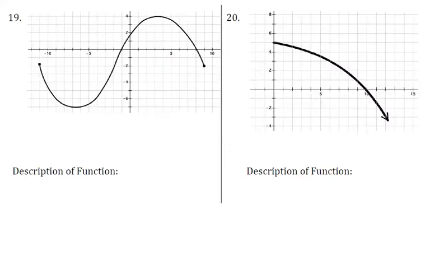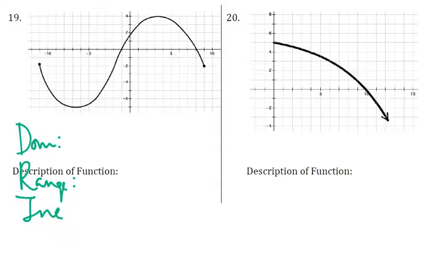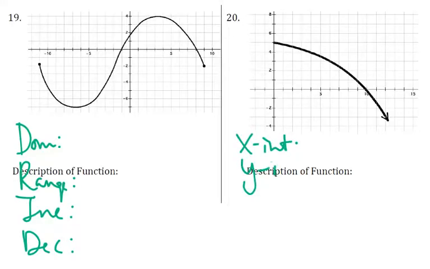Alright, 19 and 20, same idea. Okay, so we want the domain, the range, the increasing, decreasing, x-intercept, y-intercept, the maximum, and the minimum.